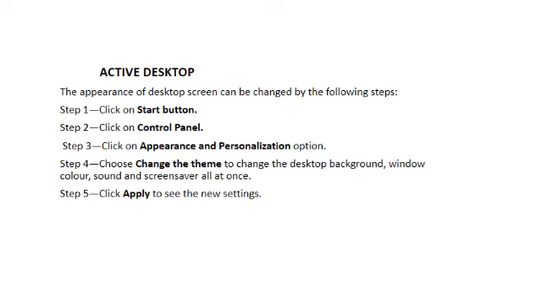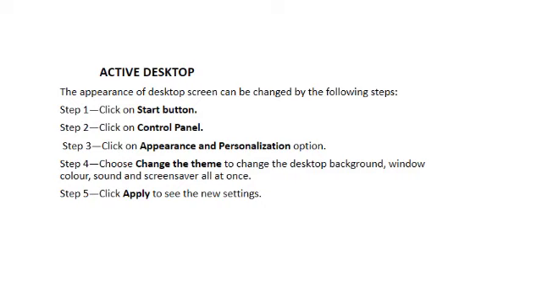Next is Active Desktop. Here the appearance of desktop screen can be changed by the following steps. First is click on Start button. Second, click on Control Panel. The Control Panel window will appear in Category View.